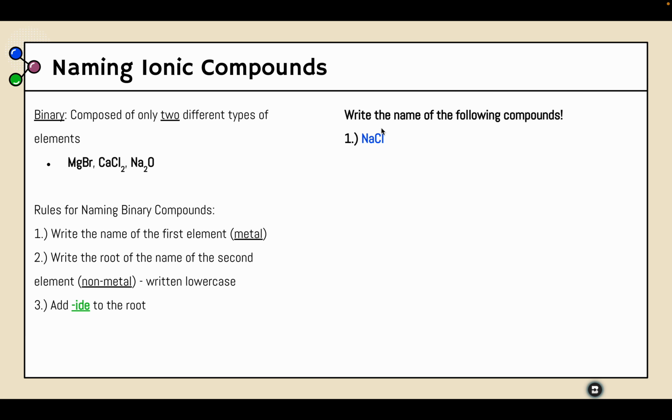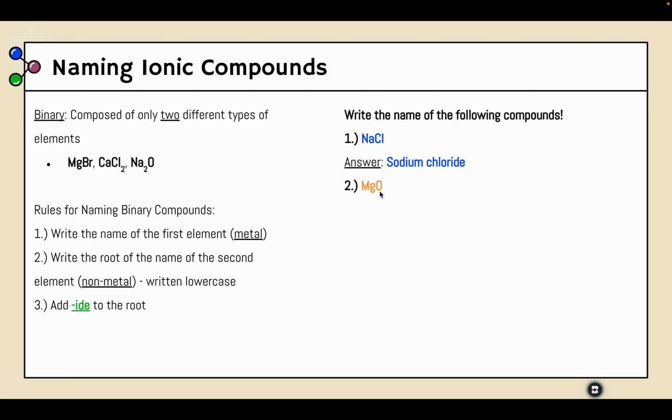All right, everybody. So first rule, it says write the name of the first element. The first element here, Na, that's sodium. So we're going to capitalize sodium. Then we're going to write the root of the second element. In this case, it's chlorine, so I'm going to write chlor in lowercase. And then lastly, I'm going to add IDE. So we get sodium chloride is the correct answer for this compound.